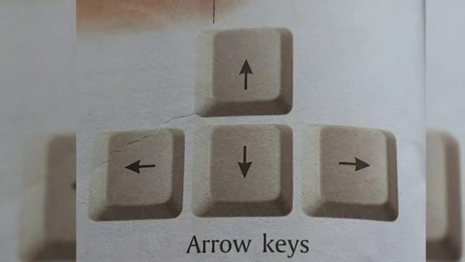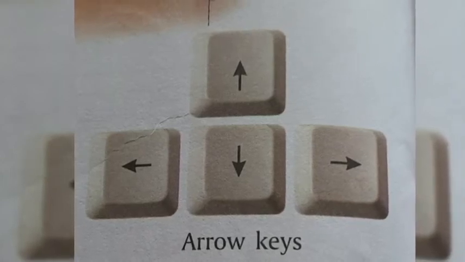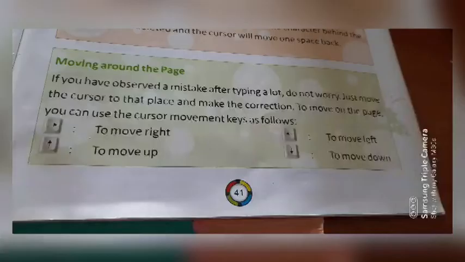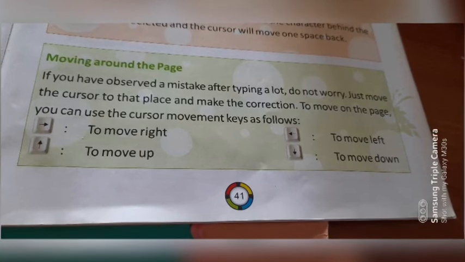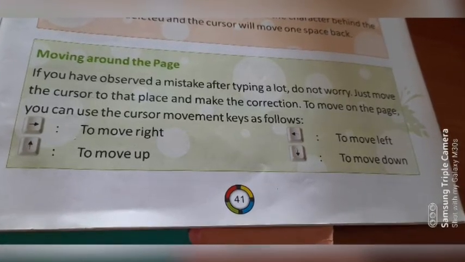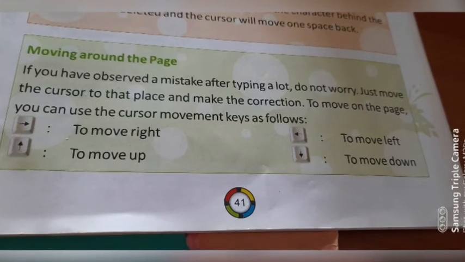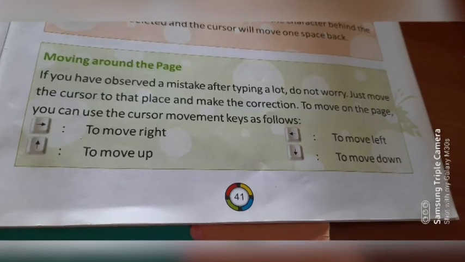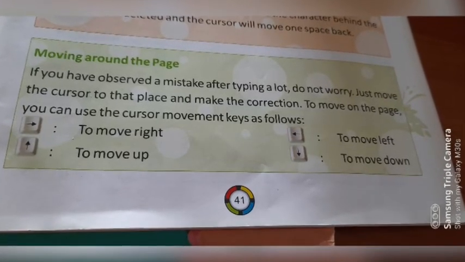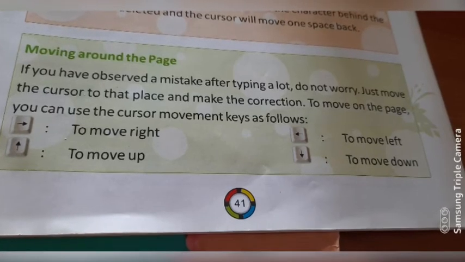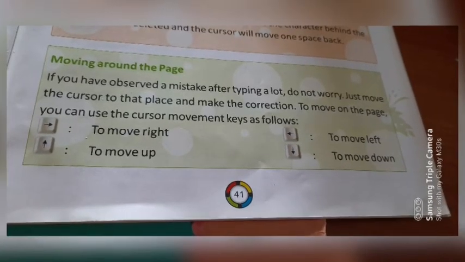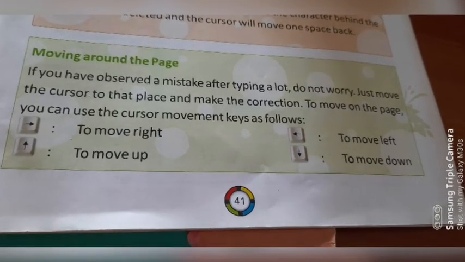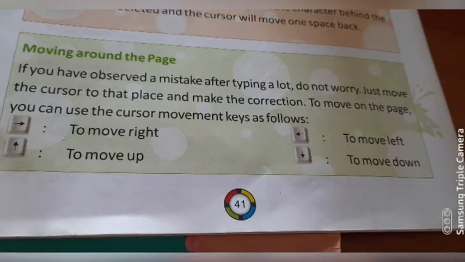Moving around the page. If you have observed a mistake after typing a lot, do not worry. Just move the cursor to that place and make the correction. To move around the page, you can use the cursor movement keys as follows. This key is to move right, to move left, to move up and to move down. So this way you can move the cursor to the next line, right and left side, up and down. Both keys you can practice. Delete options are there. You can delete the things which you don't want.